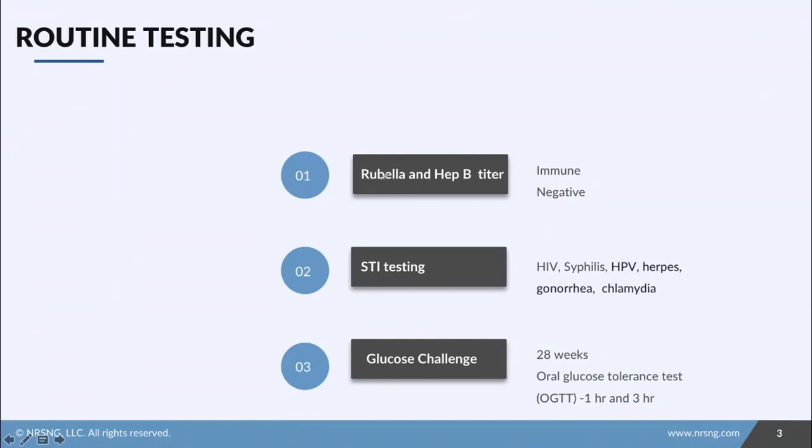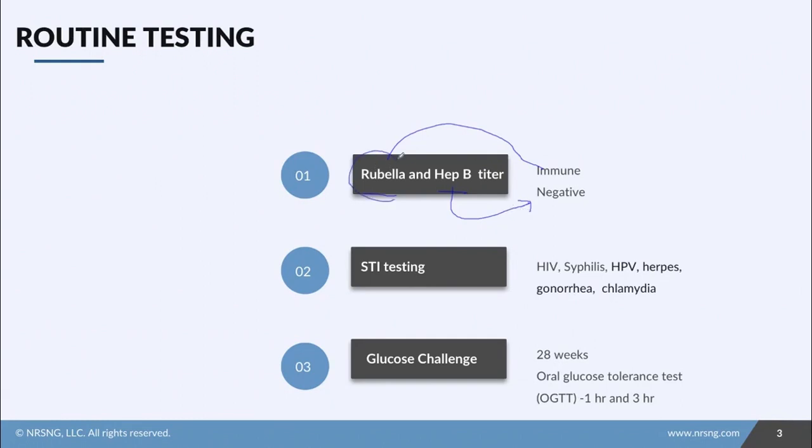So first we have rubella and Hep B. This is just lab work that's done. We want the mom to be rubella immune. So we're looking for either immune or non-immune. And then Hep B, we want her to be Hep B negative so that if she's not, we can properly treat the baby when it's born.